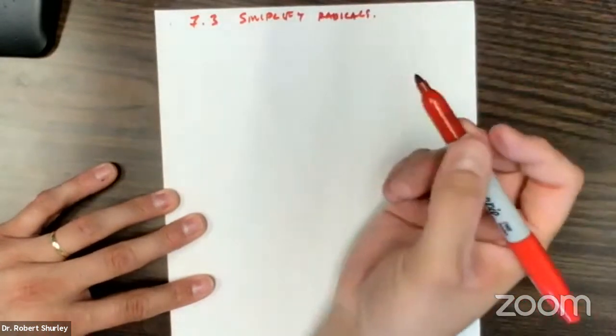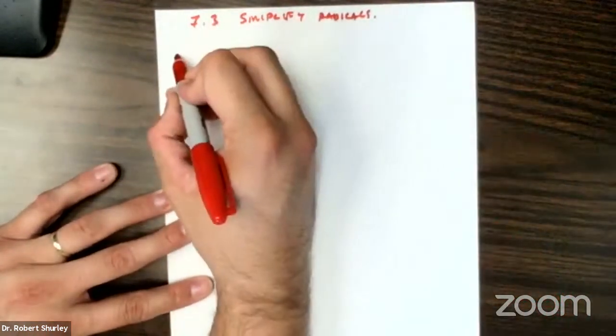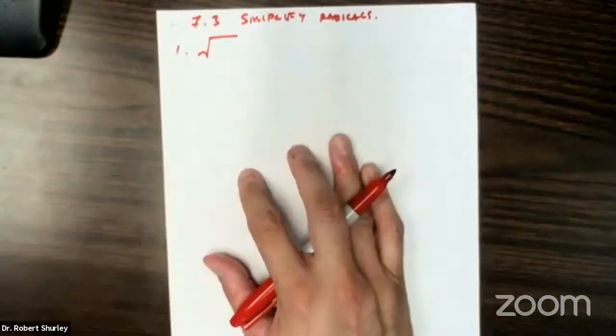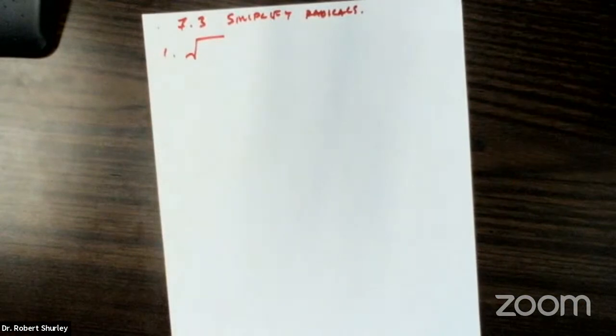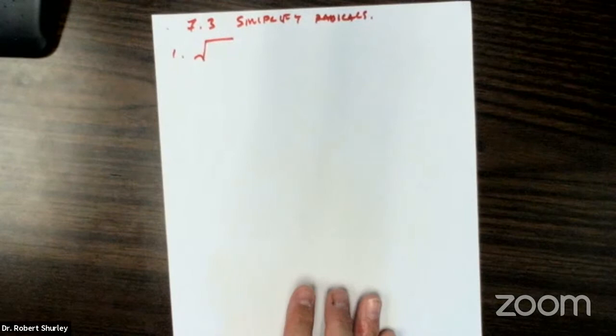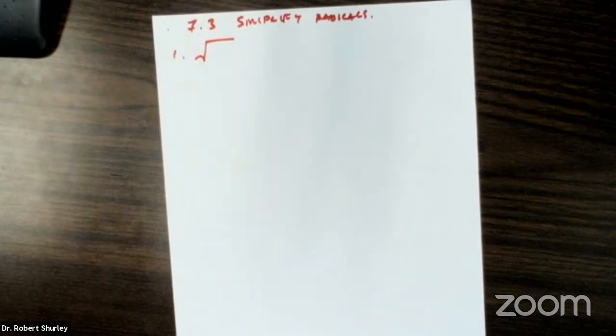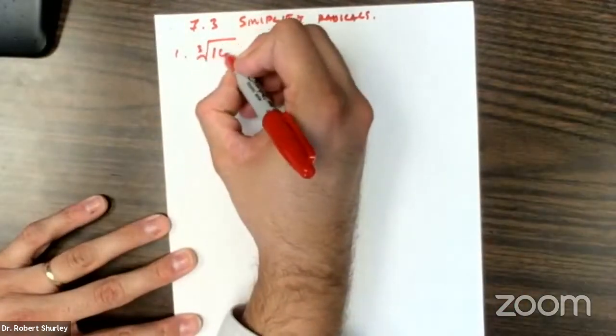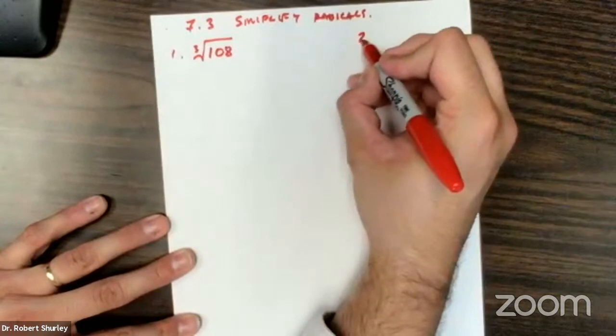radicals. So let's say we've got number 1, the square root of, I'm going to give you these like a quiz, and I want you to work them out, okay? So I'm going to give you a little time, and I want you to work these like a quiz, unlike those previous ones that I kind of did as we went along. Let's say the square root of, or cube root. Let's do cube root of 108, number 1.